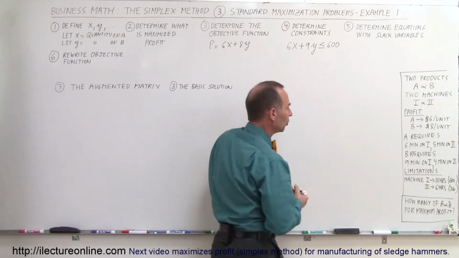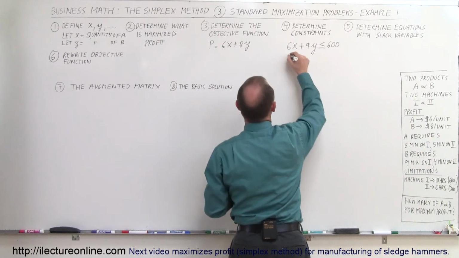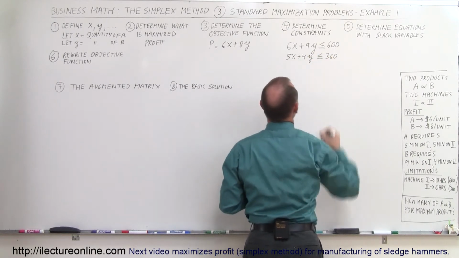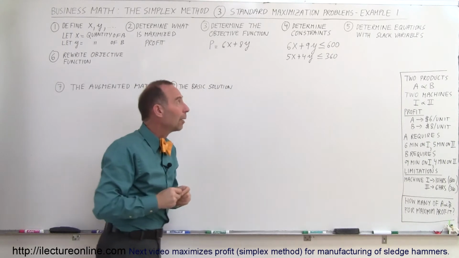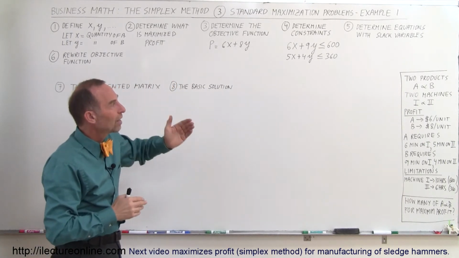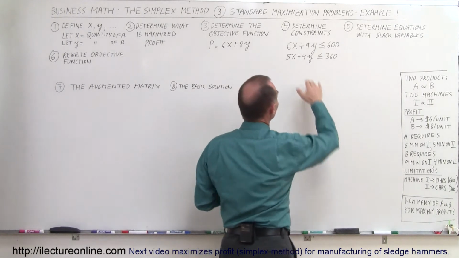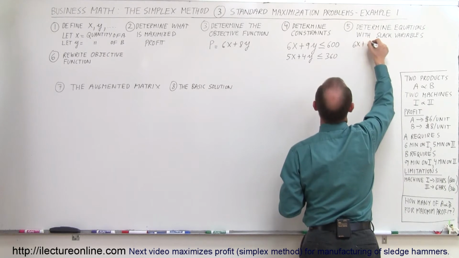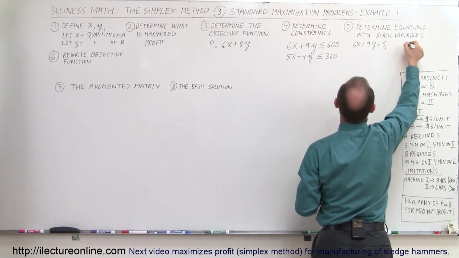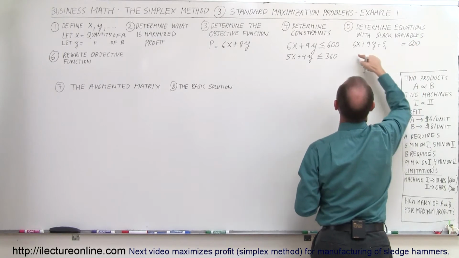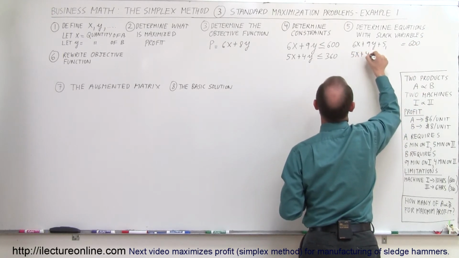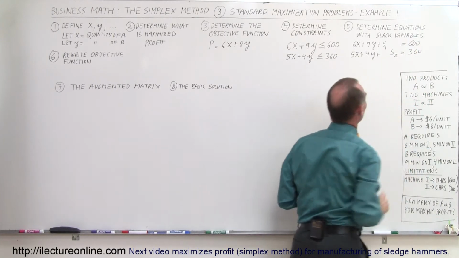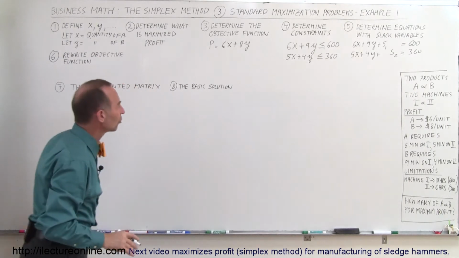We do the same for machine 2. So 5 minutes and 4 minutes. So we have 5X plus 4Y less than or equal to the total number of minutes we have, which is 360 minutes. Okay, now we're going to take those inequalities and turn them into equations using slack variables. So if it's less than or equal to 600, add a slack variable to make it equal to 600. So 6x plus 9y plus the slack variable s1 equals 600. And here we get 5x plus 4y plus another slack variable s2 that equals 360. So now we've turned our two inequalities into two equations.